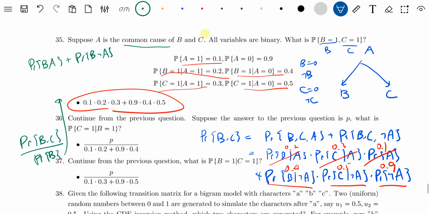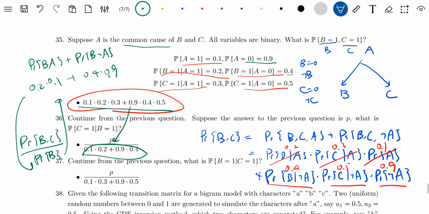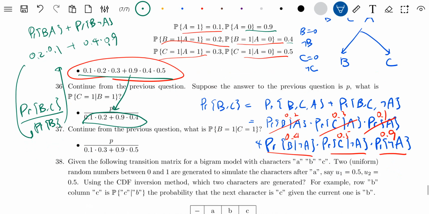So the sum will be the same. So here BA is just B given A times A, so it's 0.2 times 0.1 plus B given not A, that's 0.4 times not A, which is 0.9. So that's how you get the probability of B, and you put it on the bottom and you put the answer from the previous question on top. It's exactly the same for C, so I'll not repeat this.